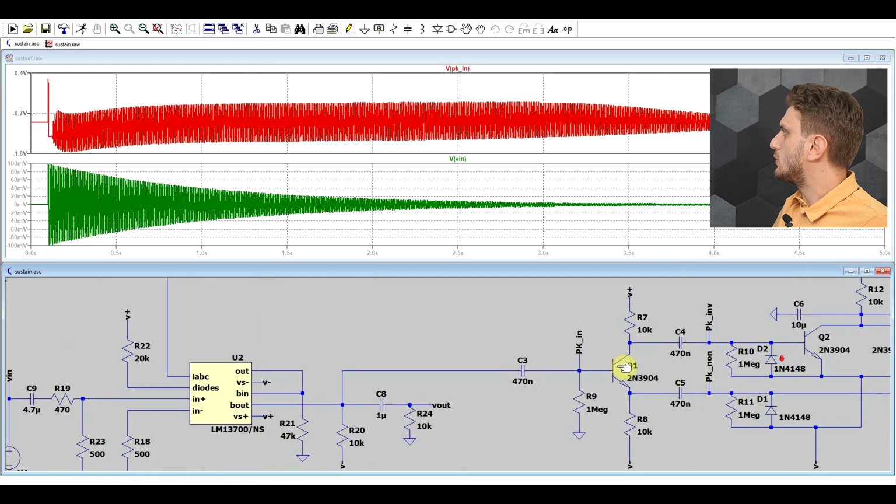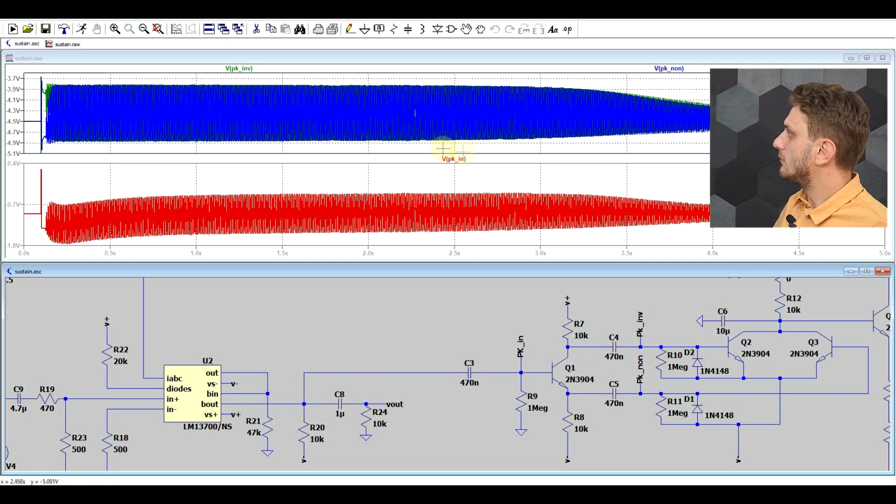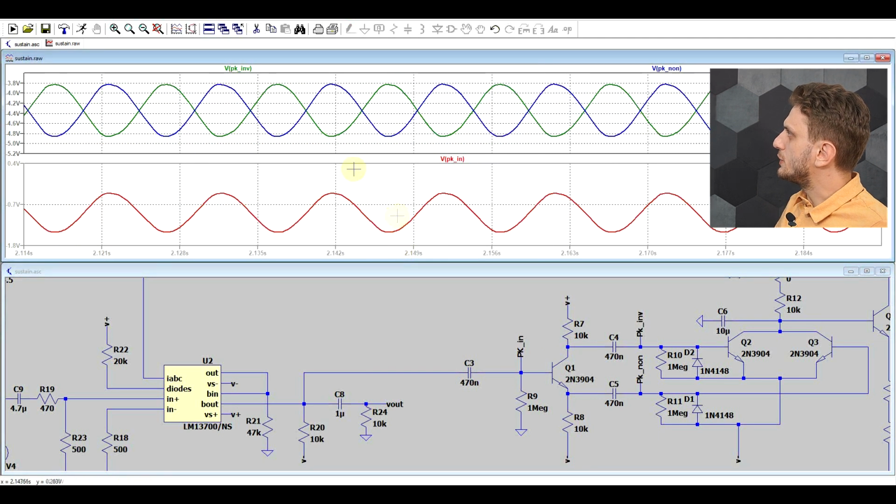We can also look at our inverting circuitry. So what I plotted here is our input signal and the two output signals. And if we zoom in, we can see that our input signal is perfectly in phase with the non-inverted signal, but it's in phase opposition with the inverted signal. So we can have a look at both of the peaks.